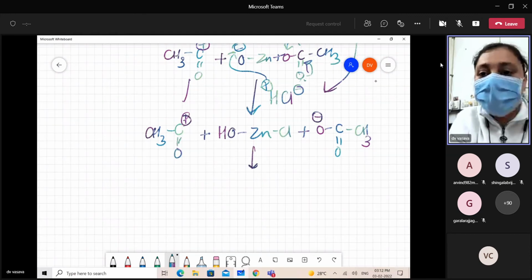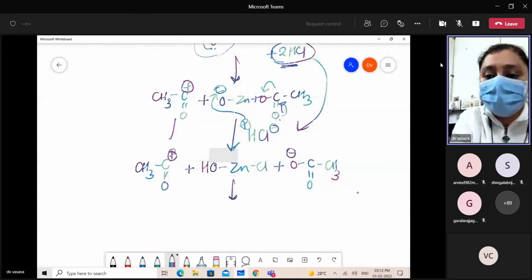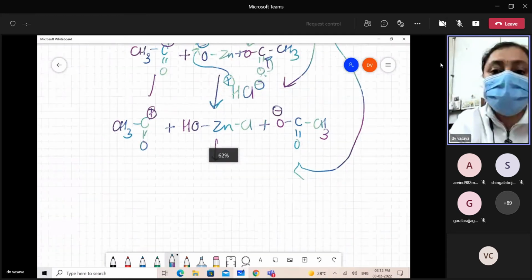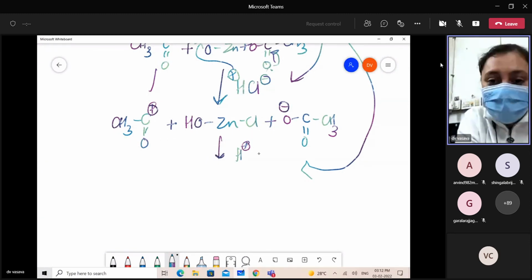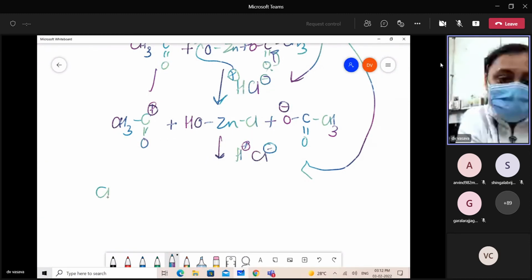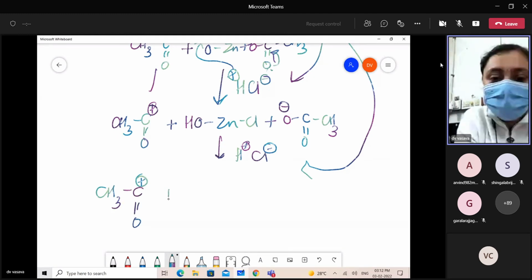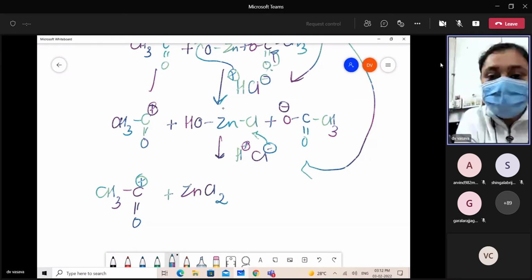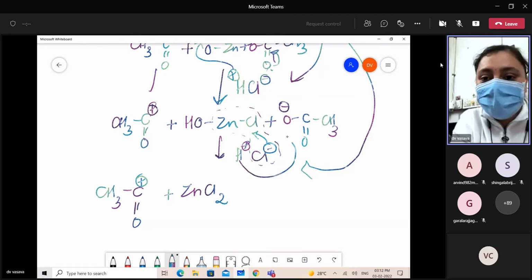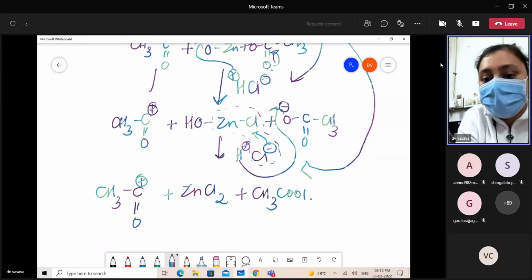now again the second mole of HCl which was left will again be utilized here. The second mole, our electrophile is as it is, and we get the ZnCl2 which bonds like this. And this H forms the acetic acid, and we are left with this OH minus.